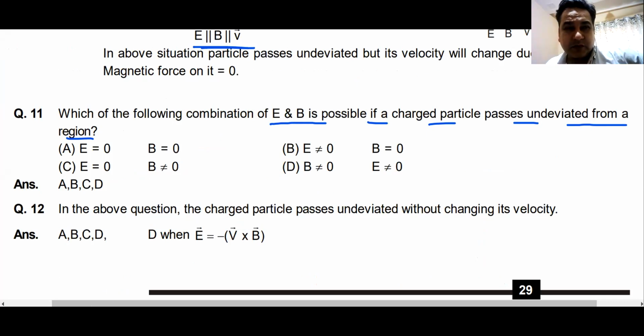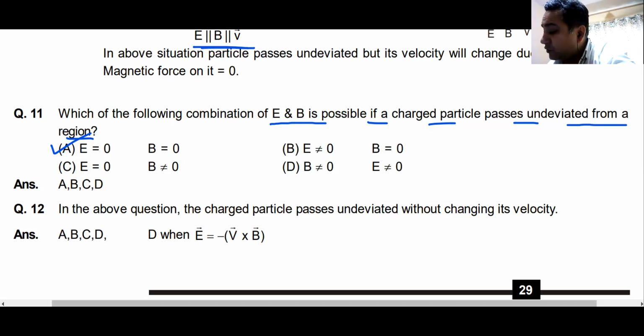And you must be very confident about these questions. Which of the following combinations of E and B is possible if a charged particle passes undeviated from a region? It does not deviate. What are the conditions possible? Look at the first condition. E is equal to 0, B is equal to 0. Is it possible or not? Yes, sir. Nothing will happen. It will just keep on moving in the same way. We are assuming that gravitational field is not present.